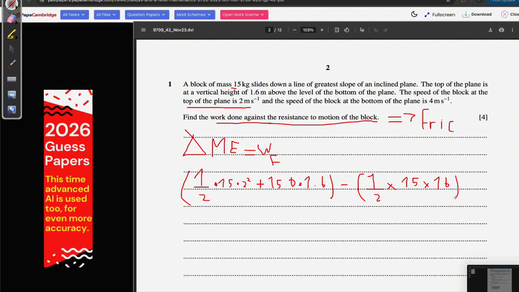Plug this into the calculator. 1/2 times 15 times 2 squared, which is 4, plus 150 times 1.6 minus 1/2 times 15 times 16, which is going to give you 250 joules. Perfect.